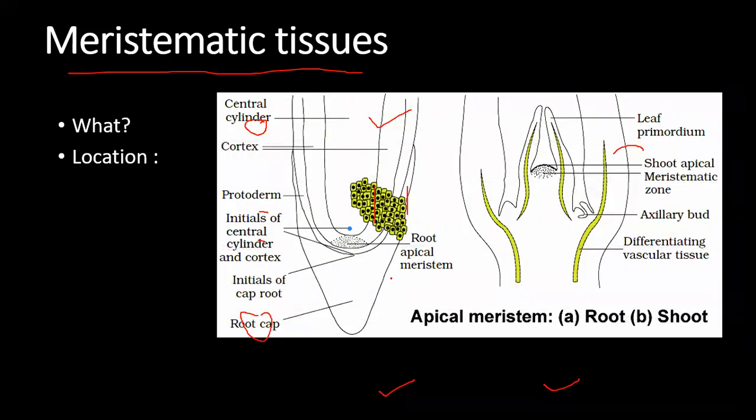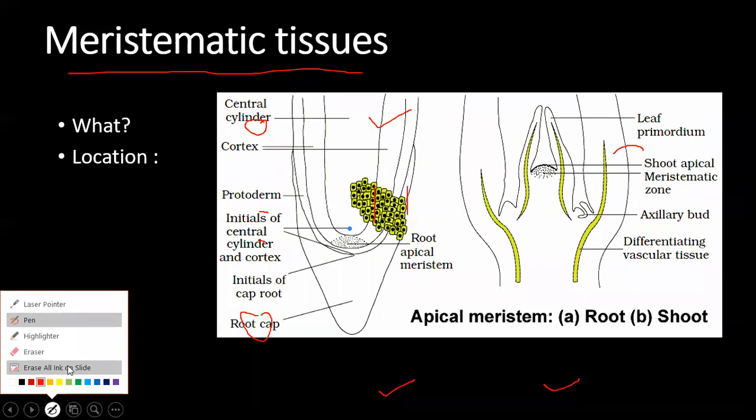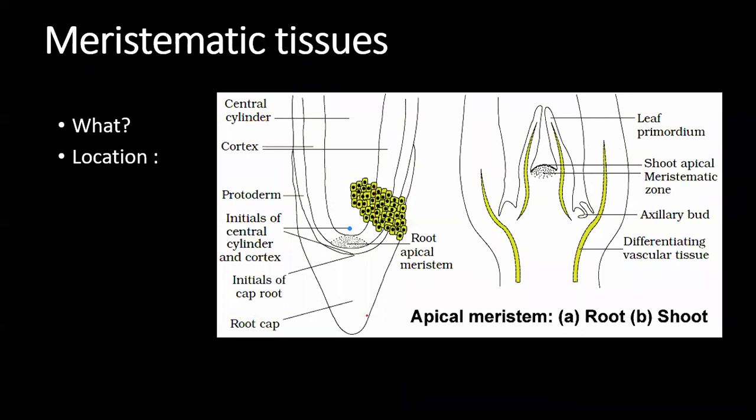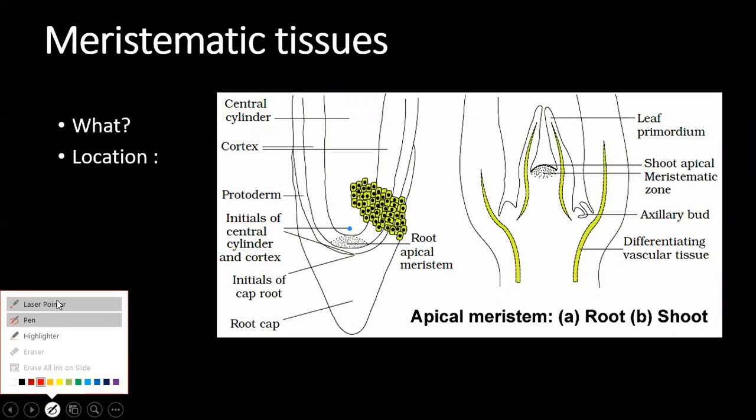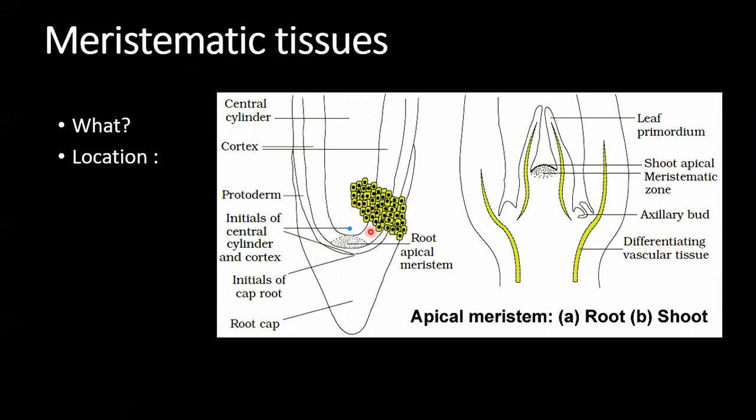Here is one diagram in your NCERT book showing the root tip and the shoot tip with meristematic tissues. The first diagram is about the apical meristem of the root, the root apical meristem, which is covered by a tissue called the root cap or calyptra. It protects the root apical meristem from injuries.